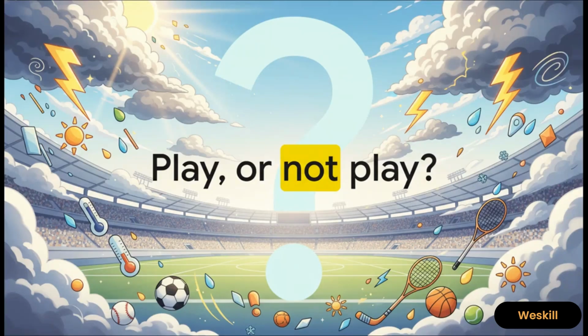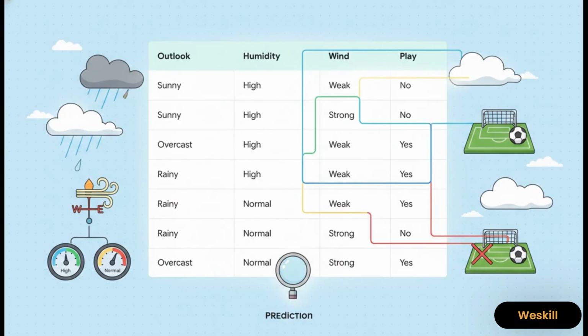Okay, picture this. You want to know if the local team is going to play today. All you have is the weather forecast. Seems easy enough, right? But wait, what part of the forecast is the most important? Is it the sun, the wind, the humidity? How do you decide? Well, lucky for us, we've got some history to work with.